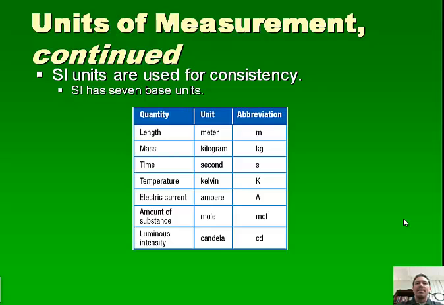There are 7 main base units for the SI system. For length we have meter, for mass we use the kilogram, for time we use the second, for temperature we say Kelvin, but often what we'll find is Celsius gets used quite a bit more than Kelvin does. For electric current, it's the amp. For amount of substance, we use the mole. And for luminous intensity, we use candela.